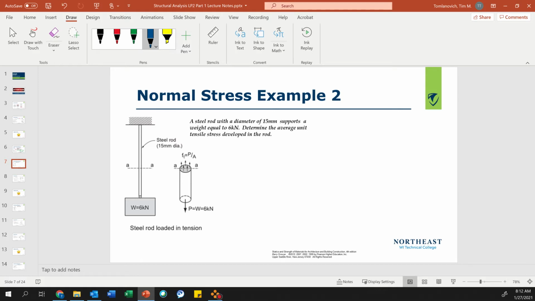So 1, we know P equals 6 kilonewtons. 2, we know area equals 15 millimeters, but that's not an area actually, right? That is a diameter. So we've got to go pi times d squared over 4, or pi r squared.